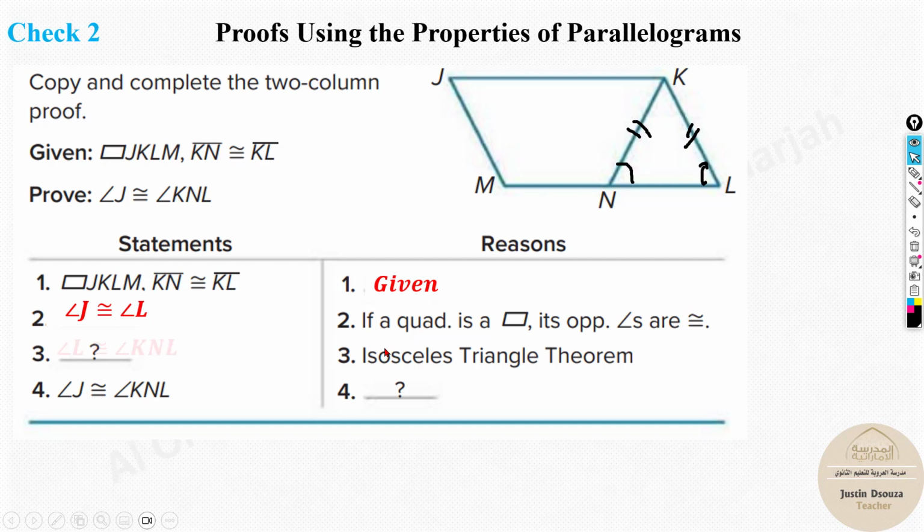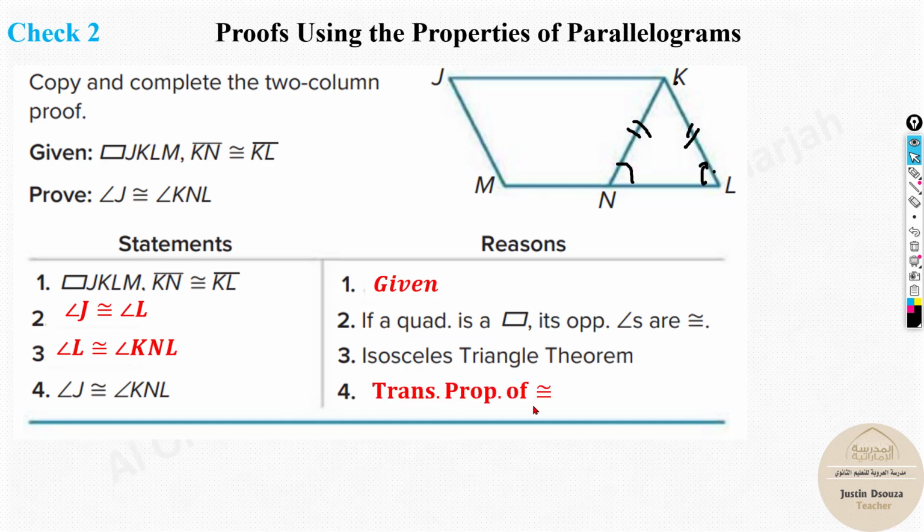Now we know L and N will be equal. We can't write L directly, we can, but usually we write KLN and KNL are equal. Why? Because this is an isosceles triangle, and the isosceles triangle theorem says that whichever sides are equal, the base angles, the angles opposite those legs, are always equal. This is from the isosceles triangle theorem. Then we know J is congruent to L, and L is congruent to KNL. That means from the transitive property, we can equate J and KNL.